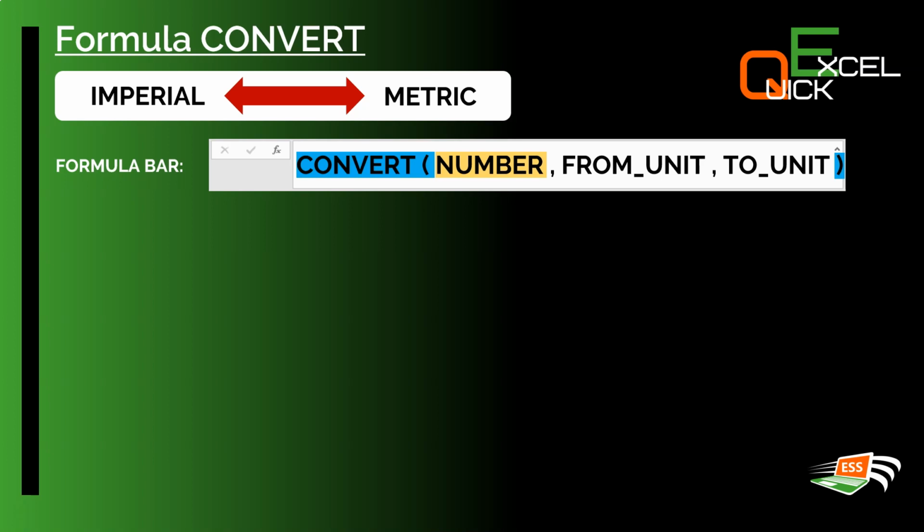So that could either be a specific static number, or you can refer to a cell that has a number. The from unit would be your choice of what it is in imperial or in metric, and then the to unit would be the opposite. So we can use the example as shown below to get a better understanding of this.